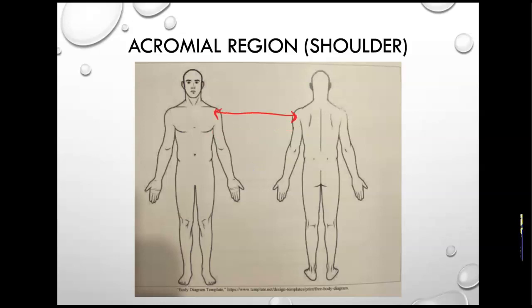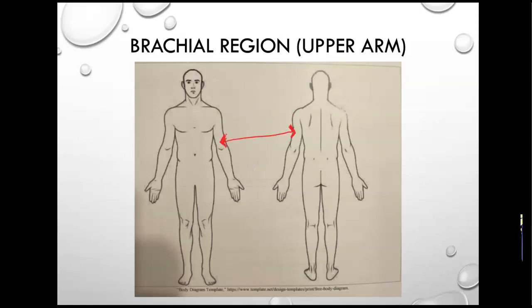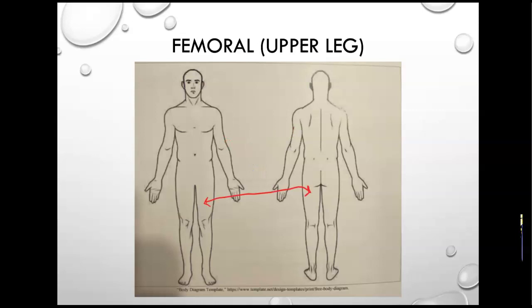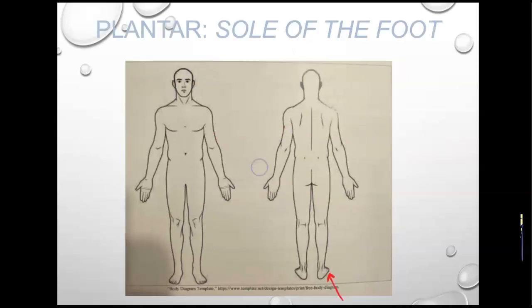Acromial refers to your shoulders, also called the deltoid region. Brachial refers to your upper arm. Femoral refers to your upper leg, your thigh. Plantar refers to the sole of your foot, the soles of your feet. So those are some of the vocabulary that we use to describe the human body.